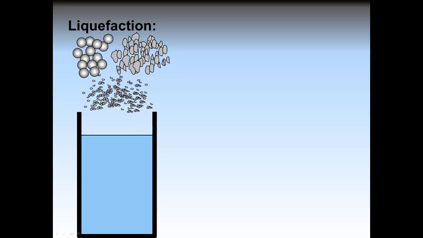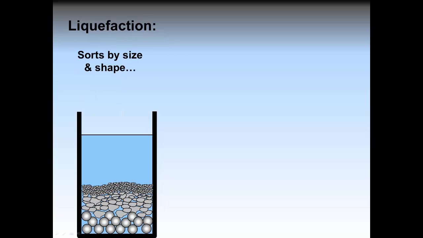Anytime objects fall through a liquid or liquid is forced up through objects, liquefaction can occur. The natural result of liquefaction is that it sorts materials according to size and shape. Assume all these objects were the same density. Their shape and size alone would cause them to come to rest in layers as a function of how fluids flow over their unique surfaces.